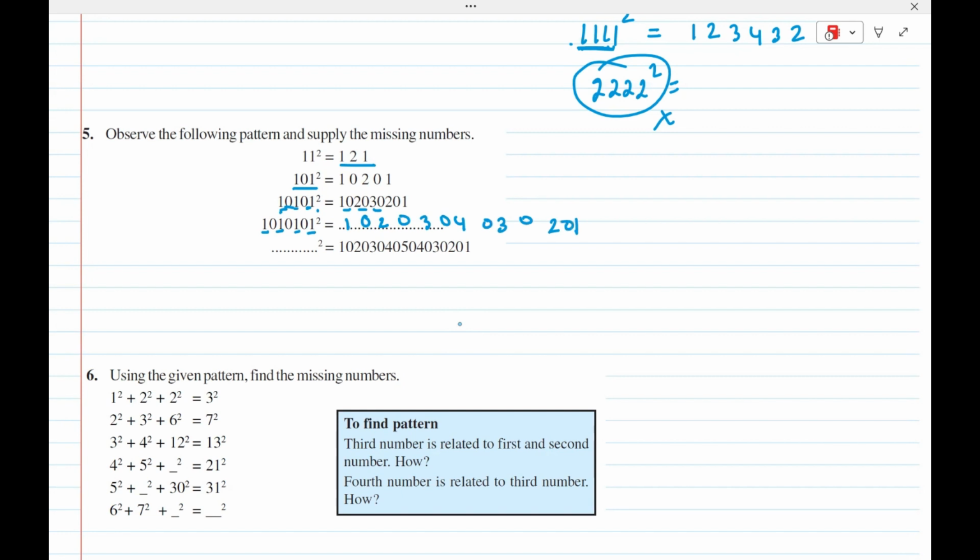Here I can see up to where they have moved: 1, 2, 3, 4, 5. Then reversing, because there are 5 ones: 1, 2, 3, 4, and 5. And in between there is 1, 0. So this is the answer. This is simple, just a simple trick and pattern which we need to follow. See the question number 6.